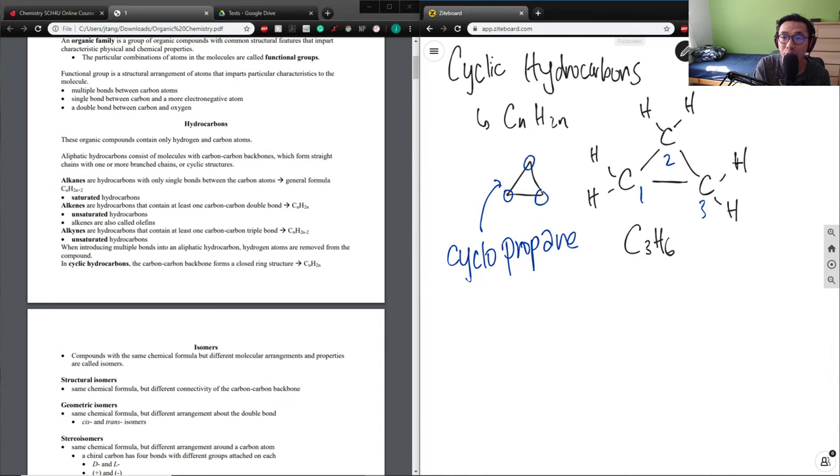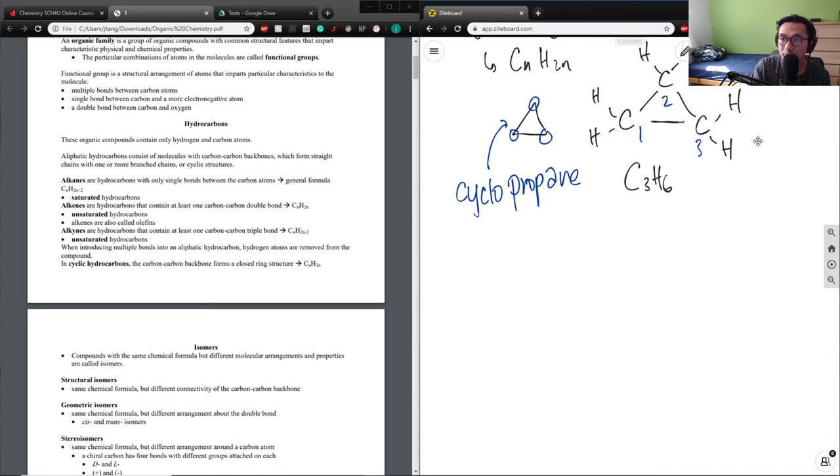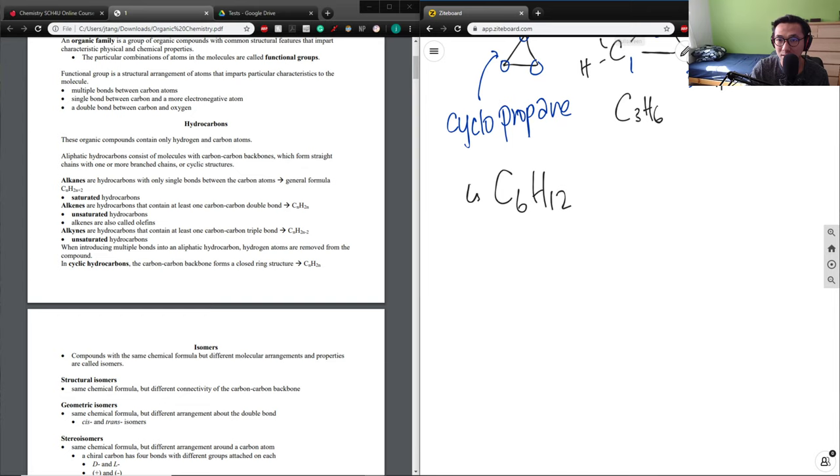I'll do one more example with a cyclic hydrocarbon. Let's do the chemical formula first. What if it's C6H12? How do I figure out how to draw this specific compound? If I have six carbons in my ring, we're going to assume this is also a ring, so this is a cyclic hydrocarbon.